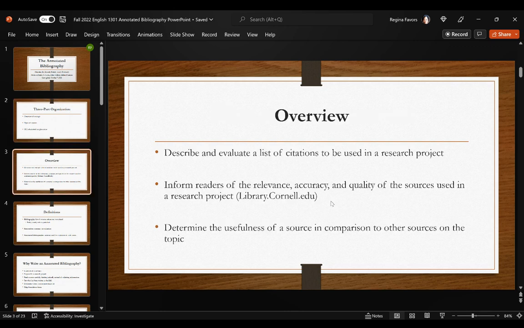So the purpose of an annotated bibliography is to describe and evaluate a list of citations to be used in a research project. This allows you to inform readers of the relevance, accuracy, and quality of the sources used in the project, and then to determine the usefulness of a source in comparison to other sources on the topic. So it is very important, because part of your process is to really understand the source and then determine its suitability.